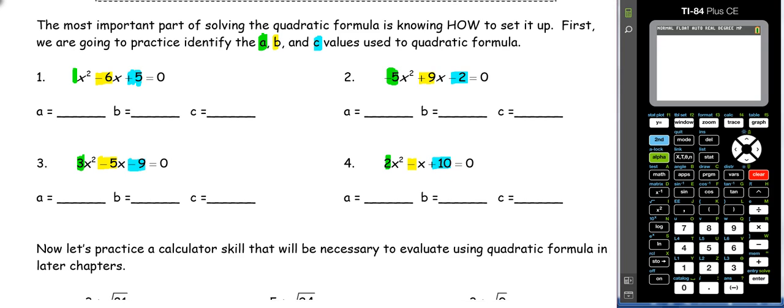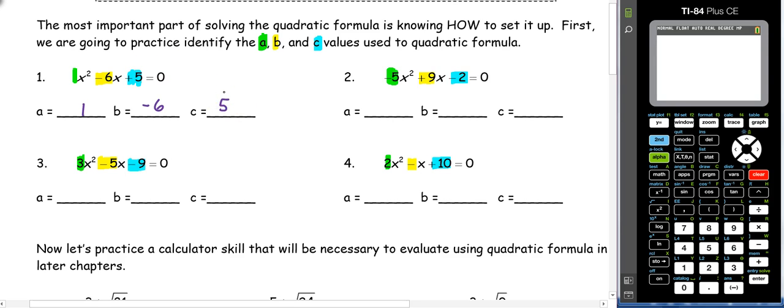So in this case, number 1, there's nothing in front of the x squared, which means that's just going to be a positive 1. So our a value is positive 1. Our b value is what's in front of the x, which is negative 6. And the c value is the number that's by itself, which is 5.